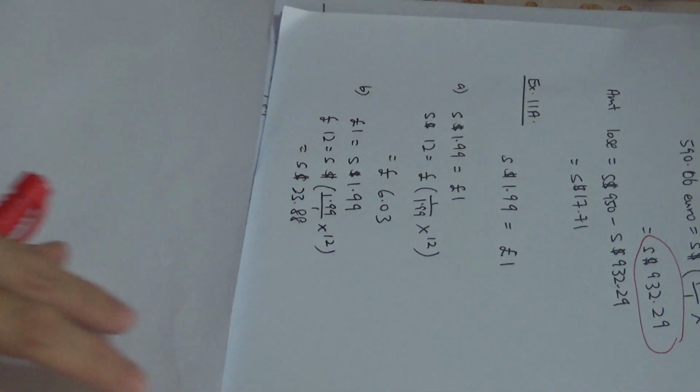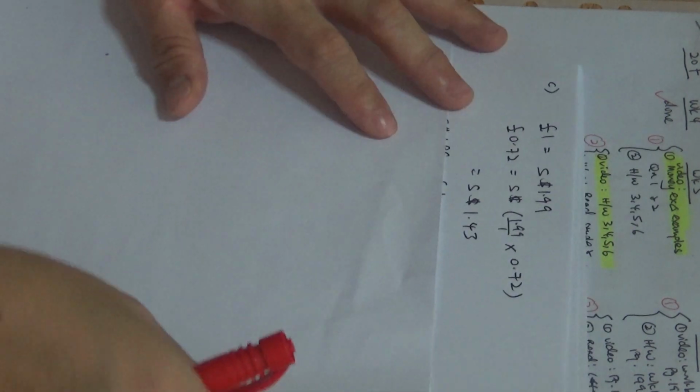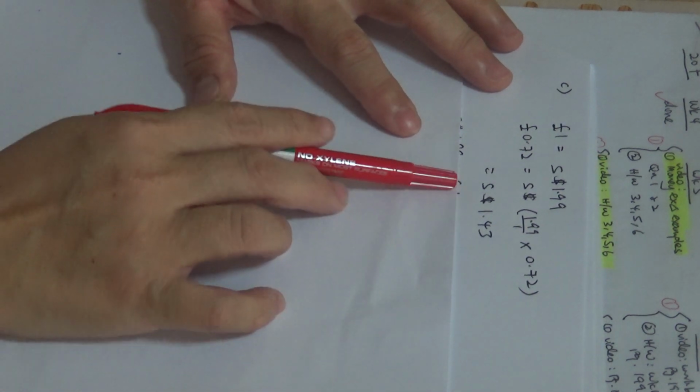Okay, now part C. Now part C has a mistake in the question in the textbook, and I want you to rectify it. Okay, it is supposed to be changed to Singapore dollars. So let's just do this in Singapore dollars.